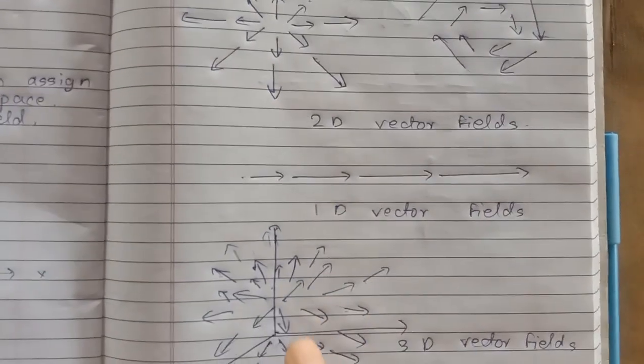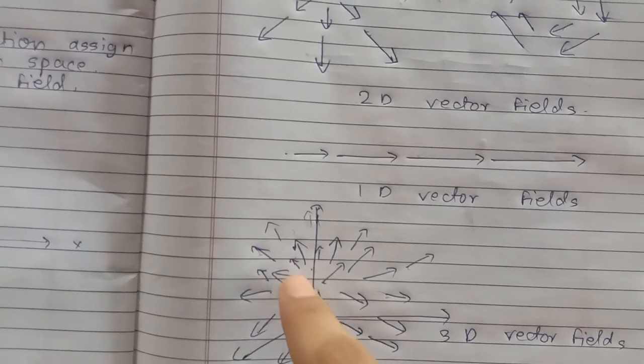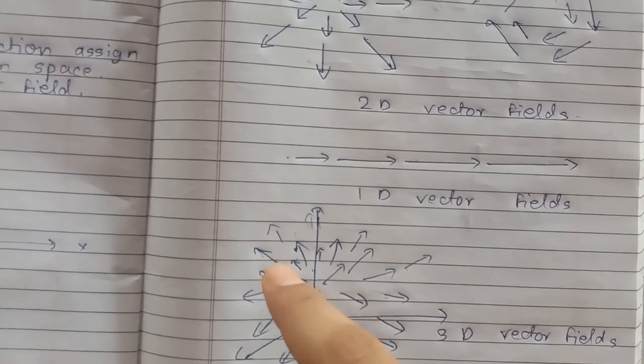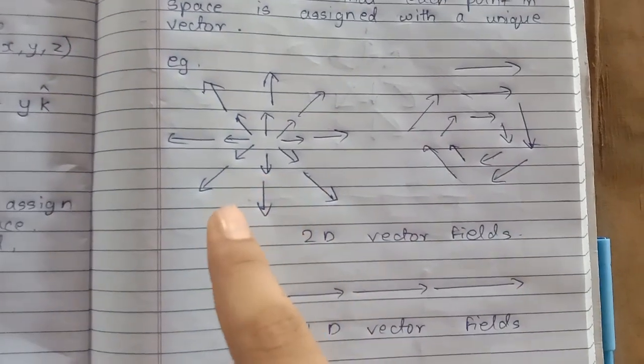Now there are also 3D vector fields like this. Imagine them like vector fields in space, vectors spread out in space. So those are 3D vector fields. So how are these vector fields represented?